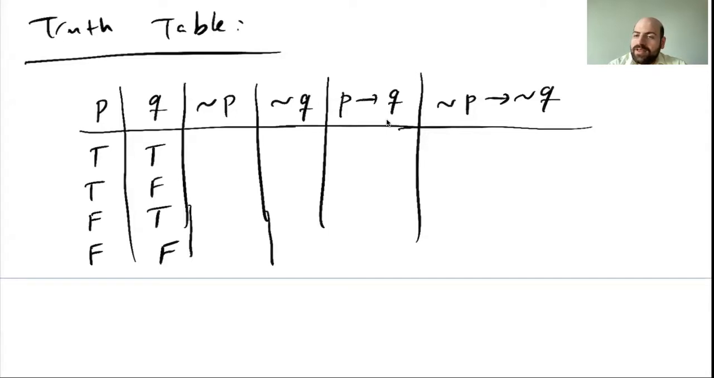Now, if P and Q are both true, well, let's look at negation P and negation Q. If P is true, negation P will be false. If Q is true, negation Q will be false. So negation is just the opposite of the original one. If P is true, negation P will be false. If Q is false, negation Q will be true. And if P is false, negation P will be true. Q is true, negation Q is false. And the last possibility, both of them are false. So both negations would be true.